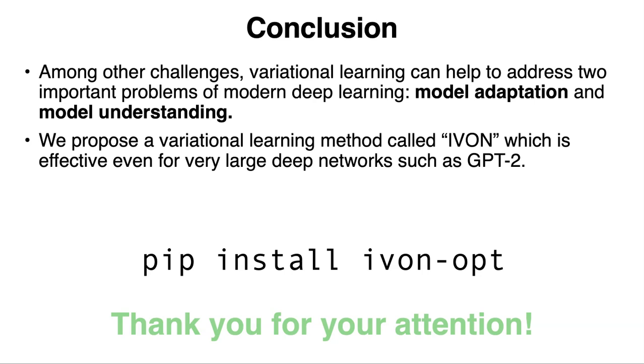To conclude, among other challenges, such as uncertainty, variational learning can help to address two important problems of modern deep learning: model adaptation and model understanding. We propose a variational learning method called IVON, which effectively trains large and deep neural networks such as GPT-2 with a variational learning algorithm. IVON is pip installable, as shown here, and can easily be implemented for your project.